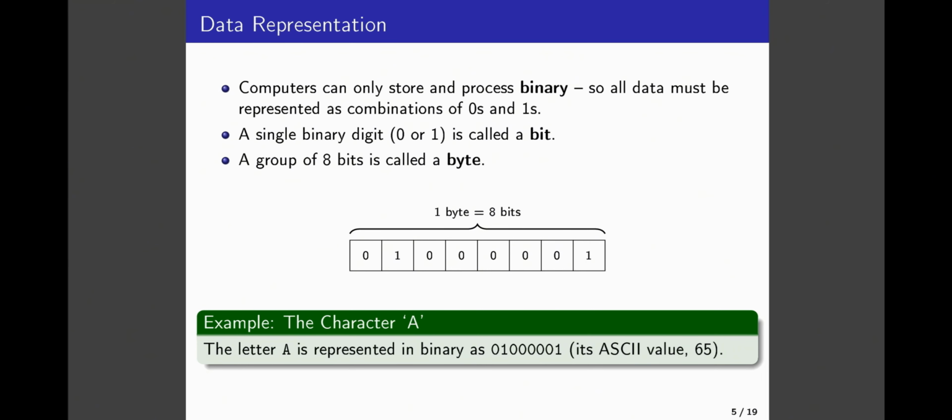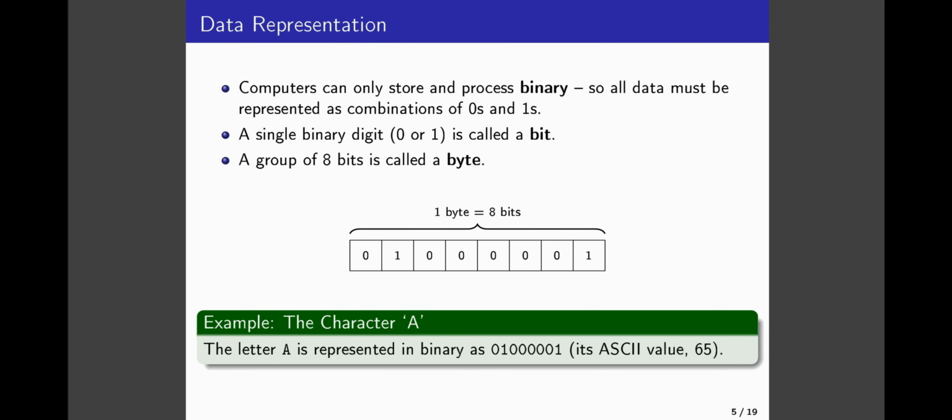Then data representation. We are going a little deeper here. How does a computer actually represent this data internally? Computers can only store and process binary. So all data, no matter what it is, must be represented as combinations of zeros and ones. A single binary digit, a 0 or a 1, is called a bit, and a group of 8 bits together is called a byte. You can see it right here: 8 boxes, each holding either a 0 or 1, together forming 1 byte.